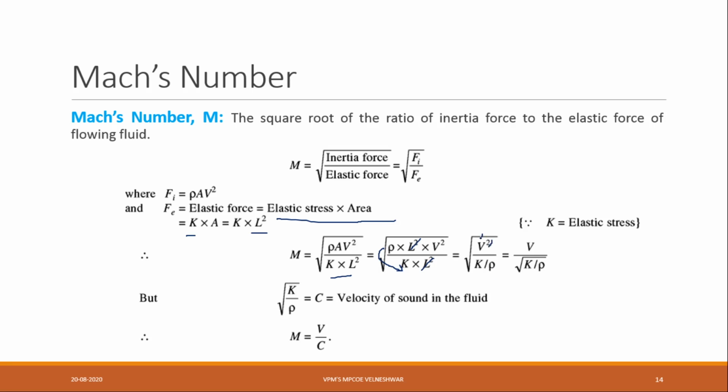Now square root cancels, so therefore v divided by square root of K upon rho, where K upon rho is nothing but C. Why? Here K is nothing but stress, rho is nothing but density. So here I am taking C, that is velocity of sound in the fluid. Therefore M is equal to V upon C, means this K by rho I am taking as C. So what will be the formula now? M, the Mach number, is equal to V upon C. This is my final equation of Mach number.